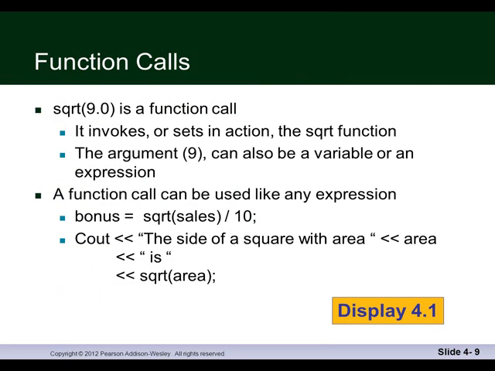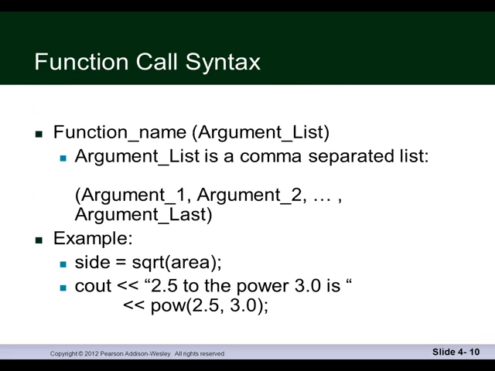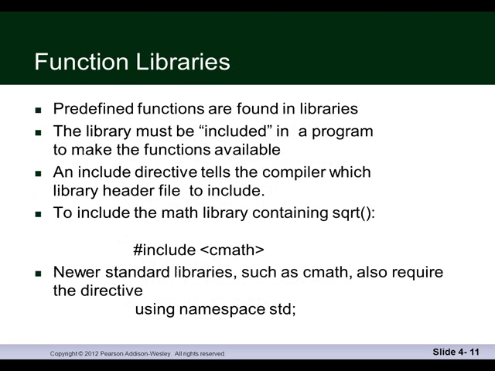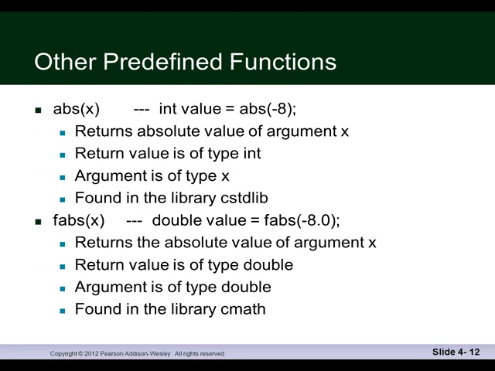So something like the square root or functions like that are available. But if we want to use those, we've got to do what? We've got to use a pound include. We have to know what the header is and put it in there. For example, for a square root, we need the cmath pound include. So we talked about the abs, fabs.